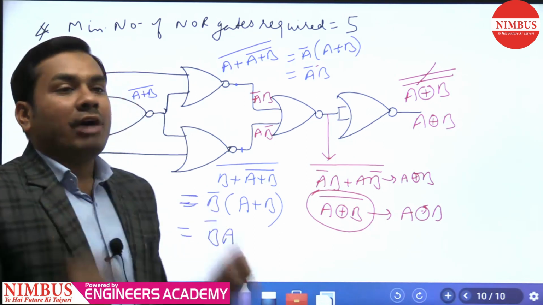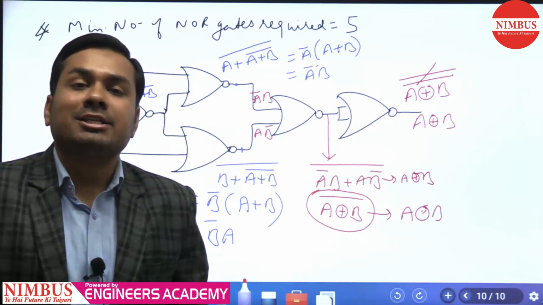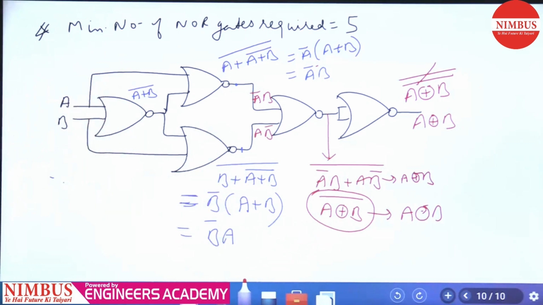So from here we are getting that the minimum number of NOR gates required for the XOR gate is 5, and the minimum number of NOR gates required for the XNOR gate is 4. So in short, for the XOR gate, if we are talking about the NAND gate, our answer will be 5. If we are talking about the NOR gate, our answer will be 4. So 5 NAND gates and 4 NOR gates are required for the XOR gate.